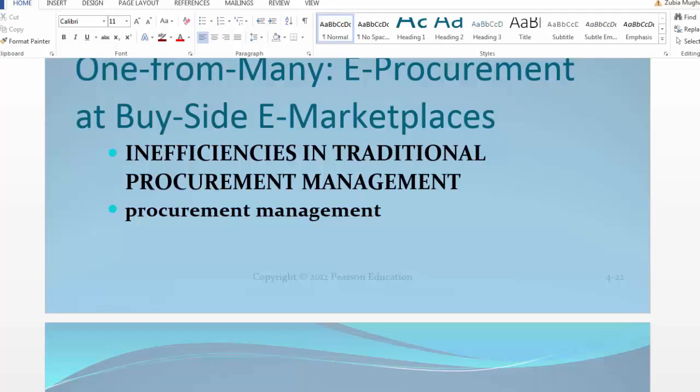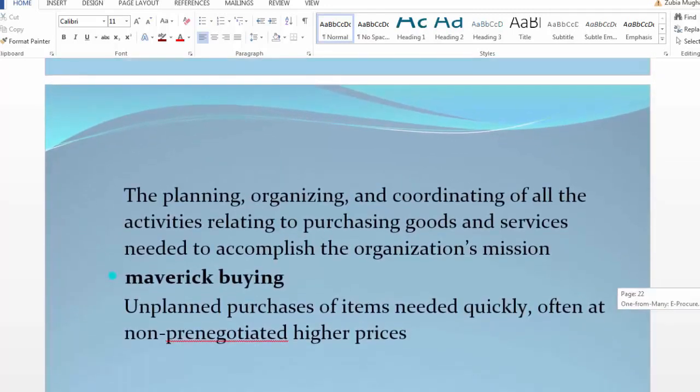This is one of the main problems: communication problems, miscommunication, not delivering what you asked for. So, inefficiencies in traditional procurement management: the planning, organizing, and coordinating of all activities relating to purchasing goods and services needed to accomplish the organization's mission. So this is the procurement management definition.